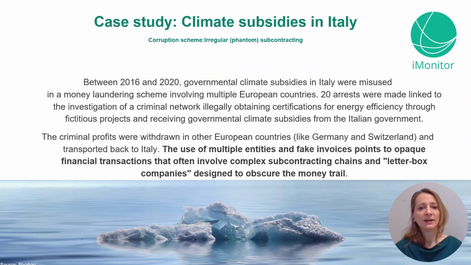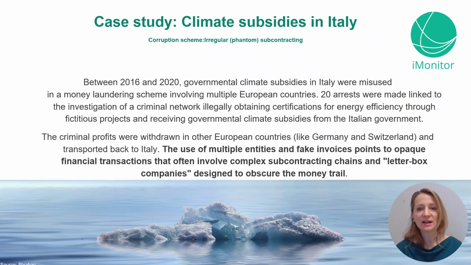Another example that really highlights the risks in climate funding comes from Italy. Between 2016 and 2020, Italy's governmental climate subsidies were at the center of a major money laundering scheme. A criminal network set up fictitious projects to falsely claim energy efficiency certifications. And as always, on paper, these projects looked legitimate. But in reality, they didn't exist.